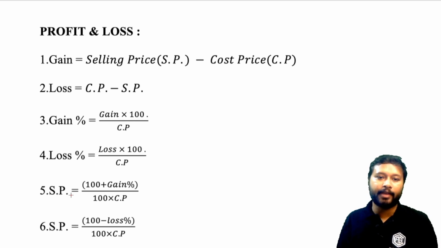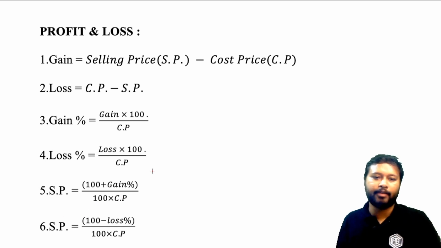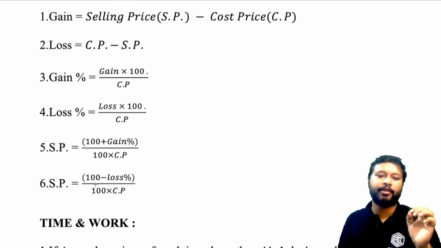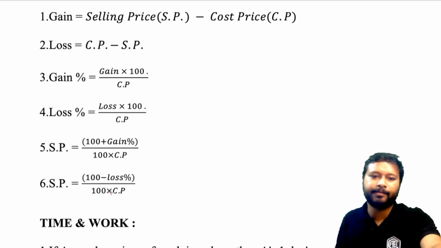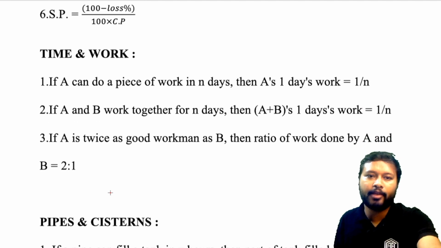Then selling price is equal to (100 plus gain percent) divided by 100, into cost price. And selling price in terms of loss is calculated as (100 minus loss percent) divided by 100, into cost price. Next set of formulas is for time and work.